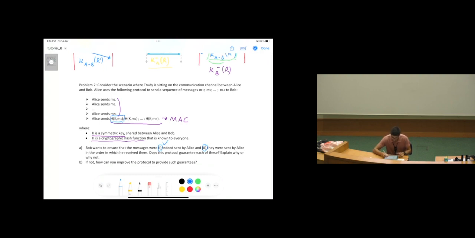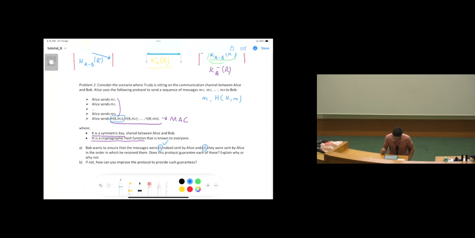In other words, this is the very basic message authentication code, right? In authenticating a message, we send the message plus the message authentication code computed with the shared key. So Alice did this for all the messages from M1 to Mn.